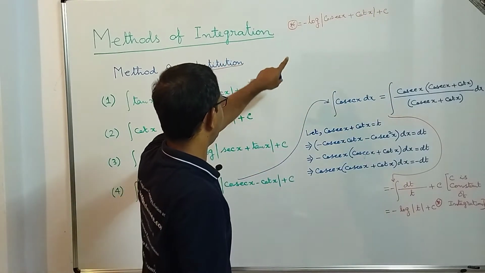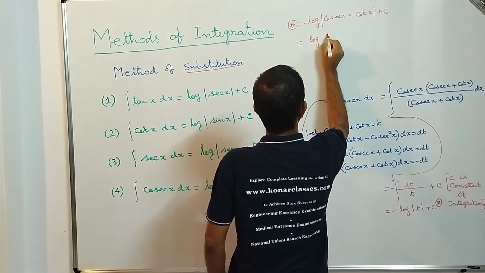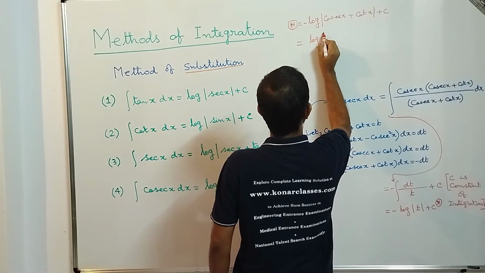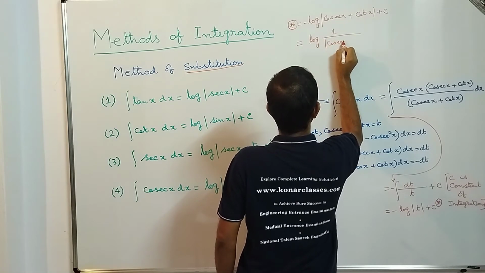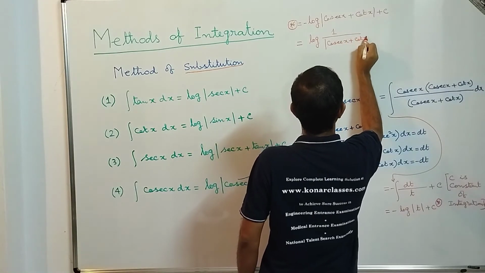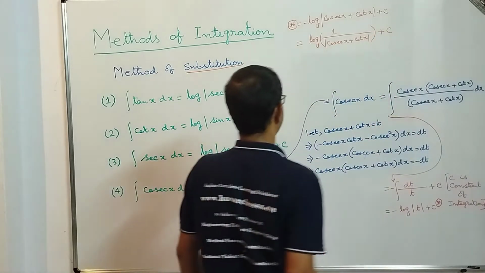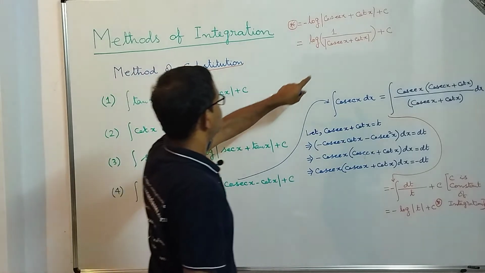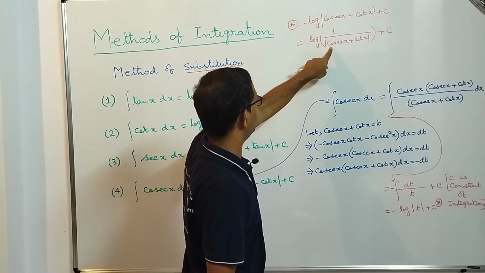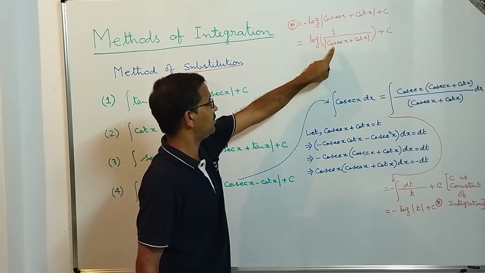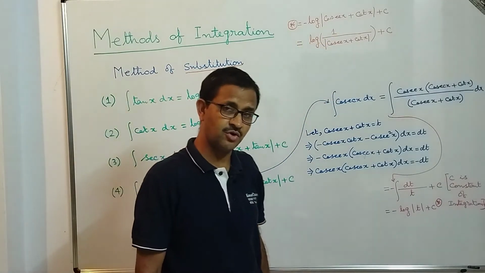Now in a similar manner, as we have done in one question here, log of mod sec x, we can write as log of 1 by mod cosec x plus cot x plus c, correct? Because we know that log m by n is log m minus log n, that is log 1 minus log of mod cosec x plus cot x. So log 1 is 0, so finally it will become minus log of cosec x plus cot x, correct?